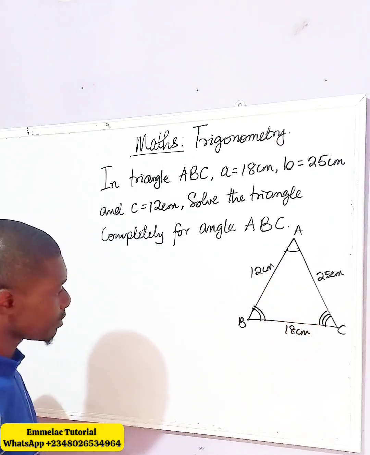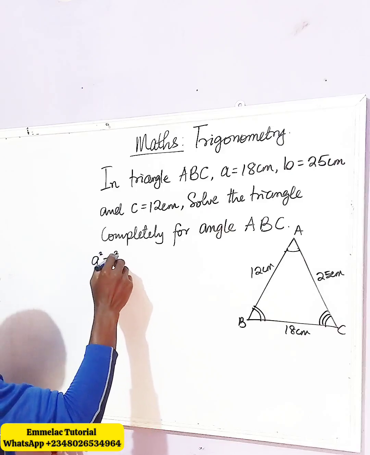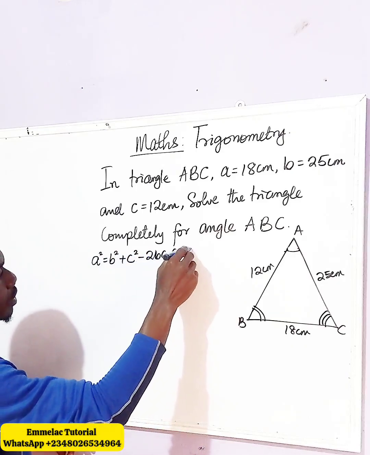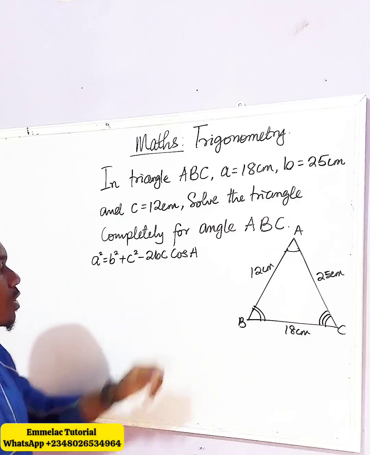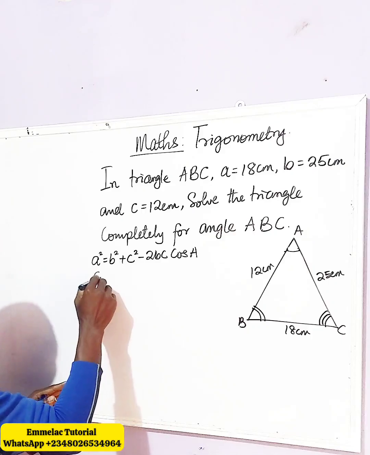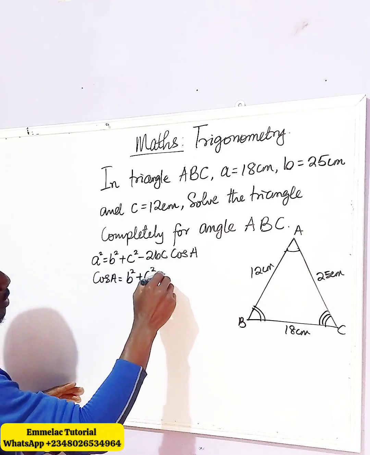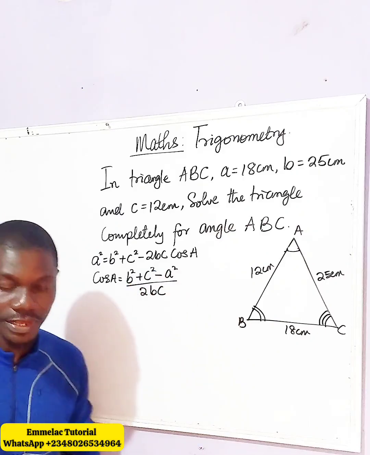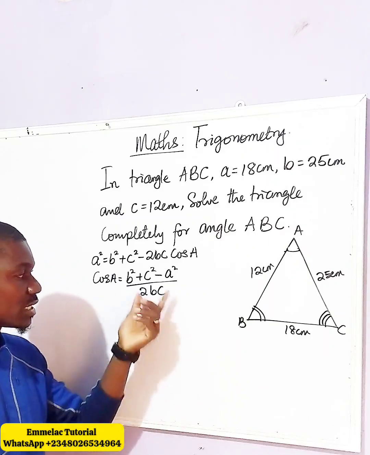By that we come up with this formula: a squared equals b squared plus c squared minus 2bc cos A. If you're to make cos A the subject of the formula, cos A equals b squared plus c squared minus a squared, all over 2bc. Let us now plug in the values of a, b, and c into this.